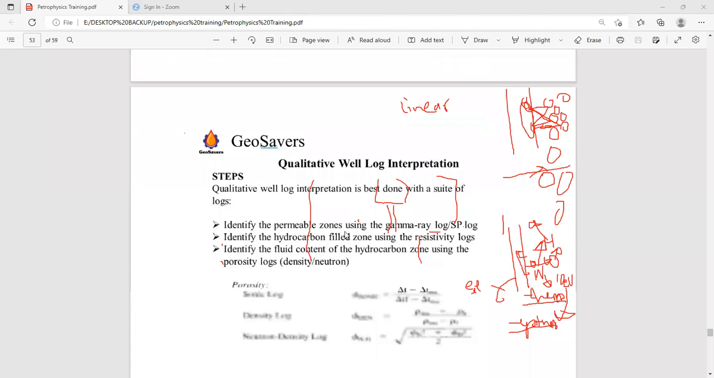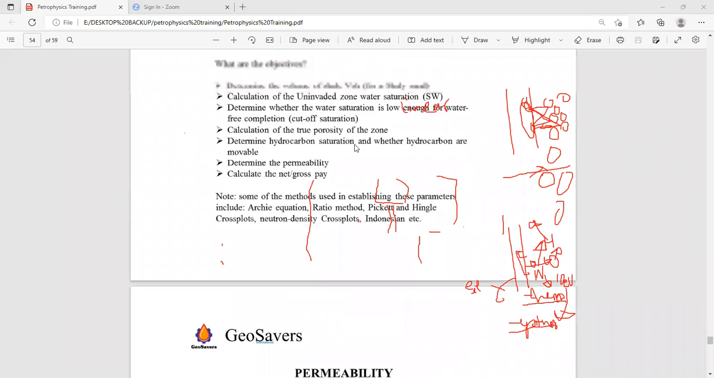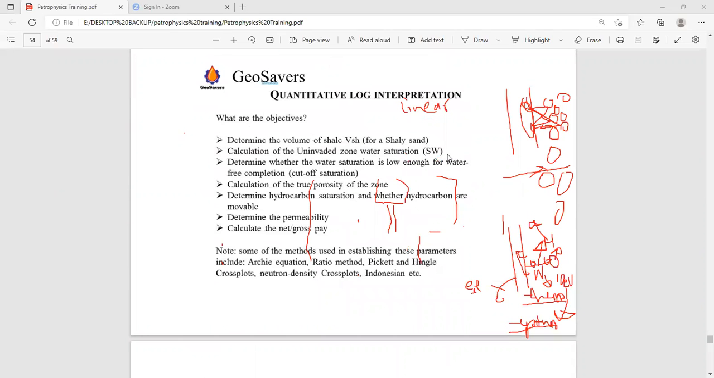We'll go through all of these steps that you see in quantitative log interpretation. We determine the volume of shale, calculate uninvaded zone water saturation, and determine whether the water saturation is low enough for water-free completion. We will calculate the true porosity of the zone, determine hydrocarbon saturation, and whether hydrocarbon is movable or not. We will determine the permeability and calculate the net to gross pay.